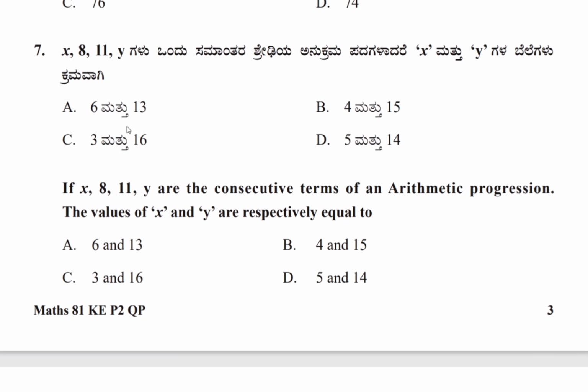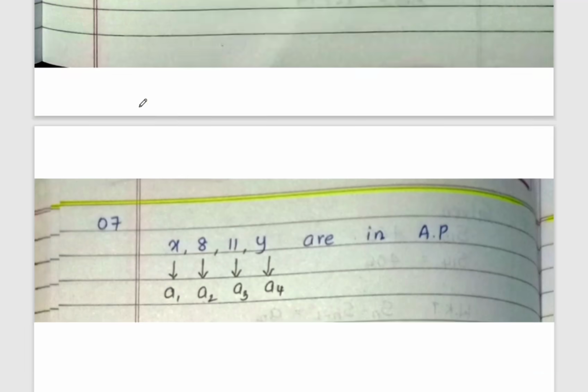Next question, if x, 8, 11, y are the consecutive terms of an arithmetic progression, the values of x and y are respectively equal to. These four terms are in AP. We need to find out the values of x and y. Now, consider the first term a1 as x, a2 as 8, a3 as 11, a4 as y. By using the concept of common difference, we can easily find out the values of x and y.